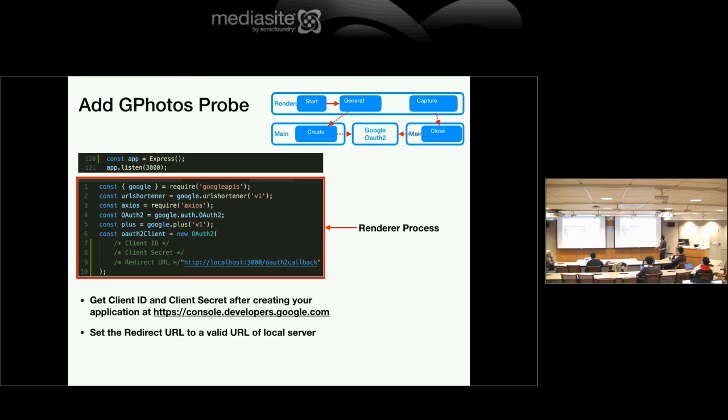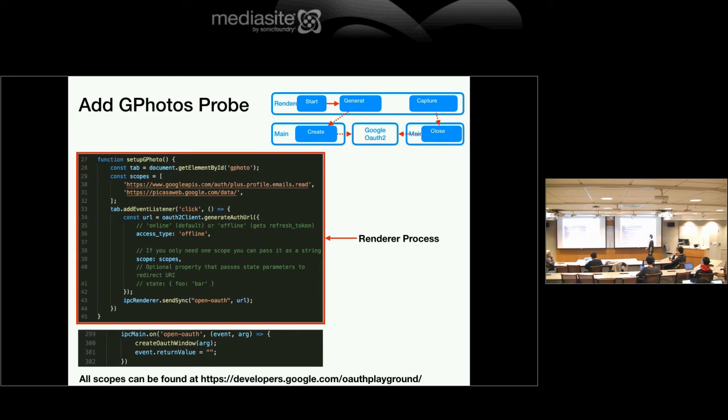Now the server is running and our auth2 instance is created. Let's see how to generate the authentication URL. Basically, all we need to do is to call generate auth URL of auth2 instance and provide some arguments, access type and scope. Access type can be online or offline. The difference is that online will only return an access token with time limitation.